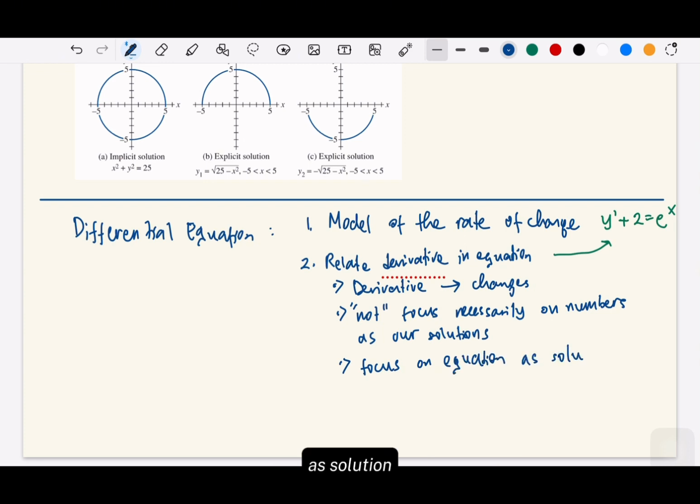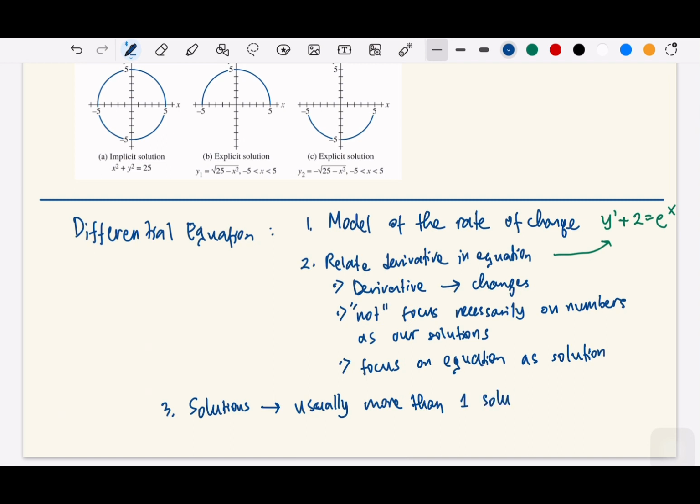Okay, and 3, for the solutions, usually more than 1 satisfy the differential equations.